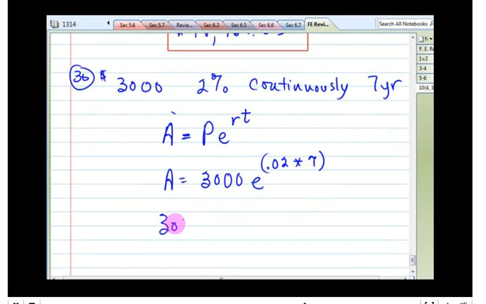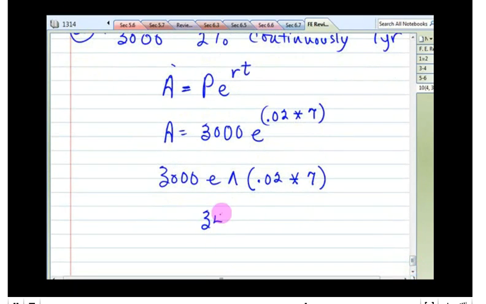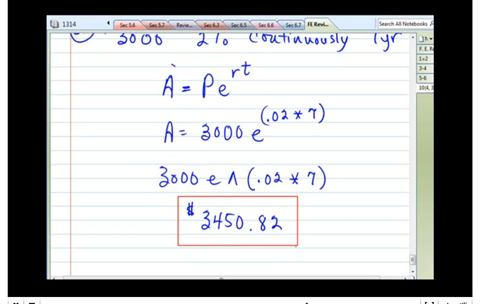You're going to have 3,000. You'll do second ln to get e, and it will automatically do a caret. It'll have a parentheses, I think, and keep the exponent in the parentheses. And you should get 3450.82. Somebody get that to verify? Okay. So those aren't bad. Just note that continuously tells you to use a different formula than the regular compound.